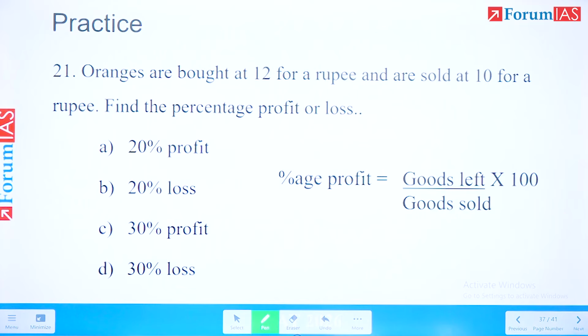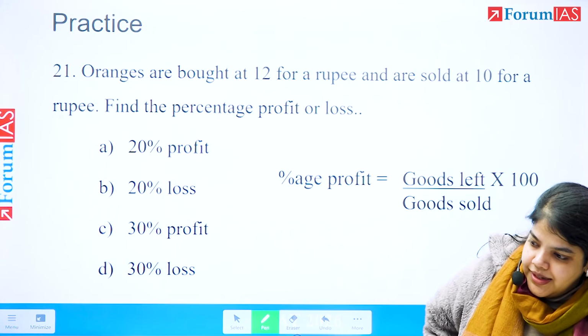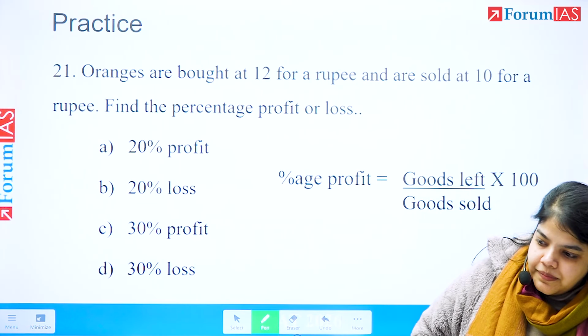Goods left. How much is he left with? Percentage loss नहीं होगा, profit होगा. Solve. Why? Goods left. How much is he left with? Profit होगा.